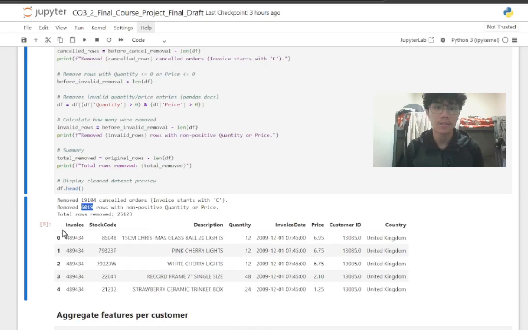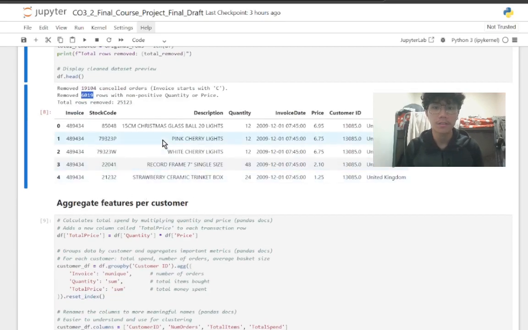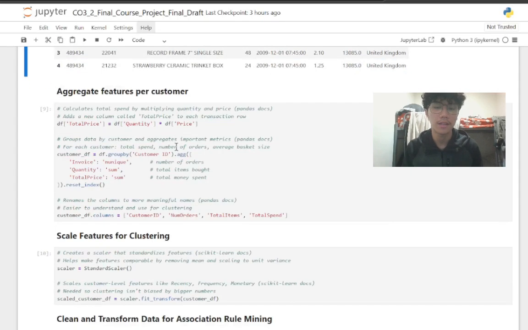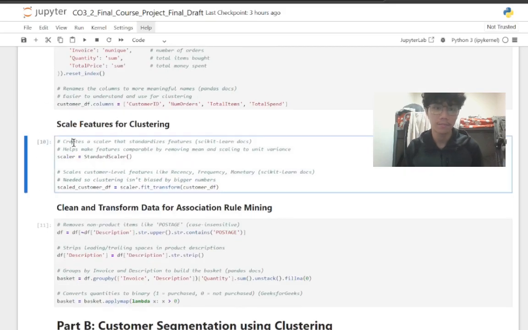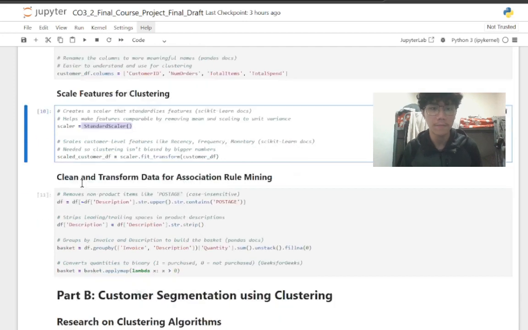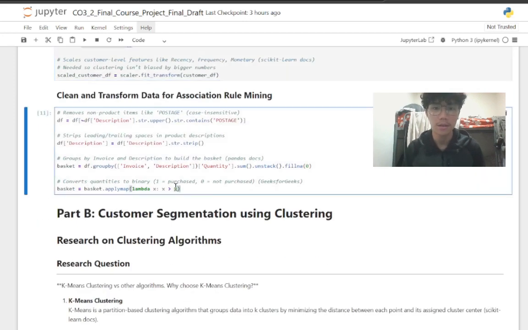Now with clean data, we started feature engineering. For our clustering analysis, we aggregated the data by customer, and we calculated each customer's total number of orders, total items purchased, and total spending. Because clustering algorithms are sensitive to the scale of data, we then standardized these features using scikit-learn's StandardScaler. For our market basket analysis, we transformed the data into a basket format, creating a matrix where each row is an invoice and columns are products, with a 1 if the item was bought and 0 otherwise.